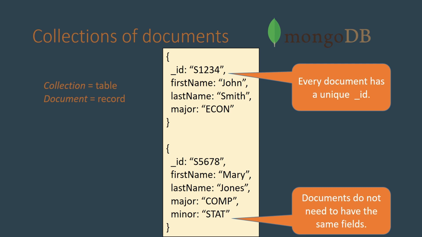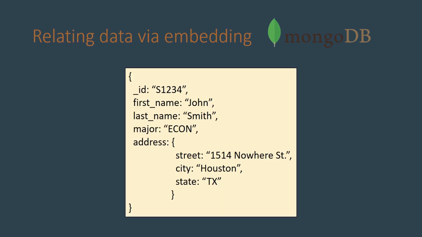With no predefined specific schema, as you can see here, documents do not need to have the same fields. For example, the first document contains the major field, and the second document contains the minor field. Each document has as well a unique ID. The values of the fields may include other documents, arrays, and arrays of documents.